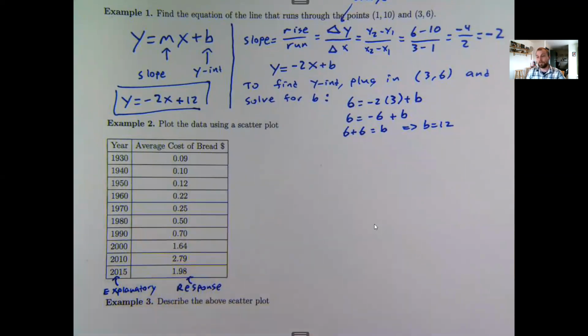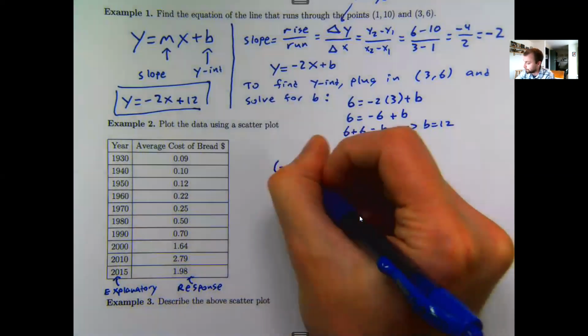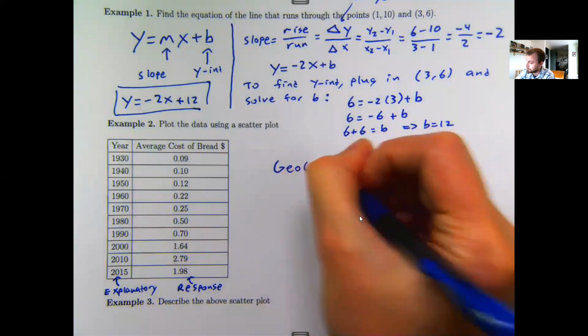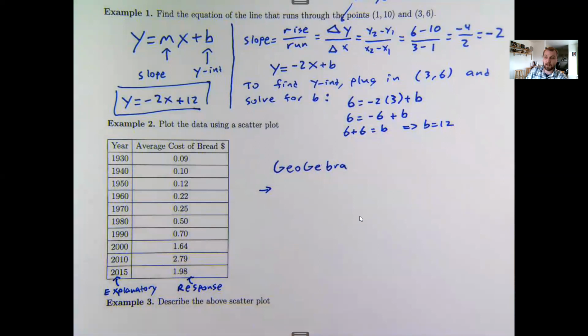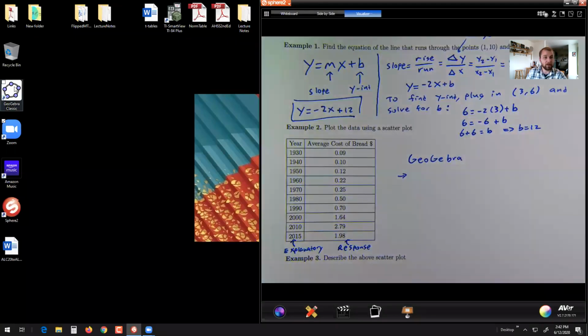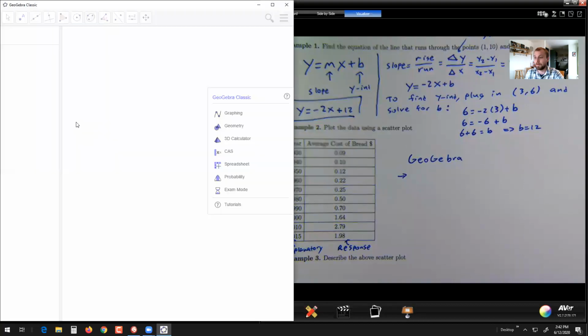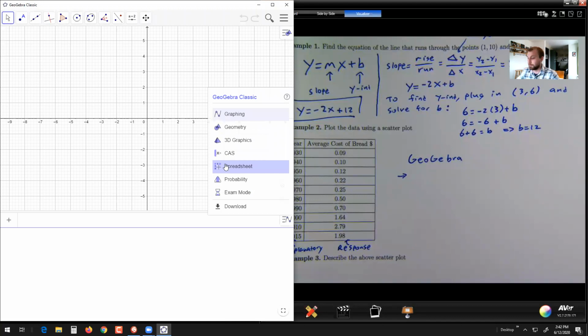I'm going to use technology instead here just because I think it'll make a slightly nicer graph. And I'm going to be doing this in Geogebra. Geogebra is a free program that you can download on any operating system. I've already got it downloaded here. So I'm going to open this thing up. And I'm going to choose the option for spreadsheet.